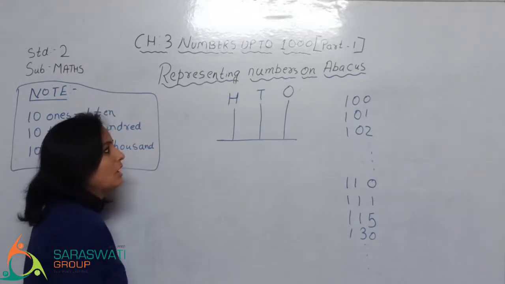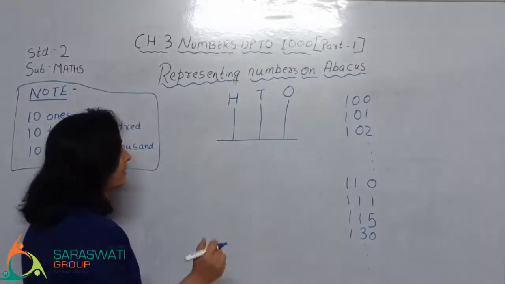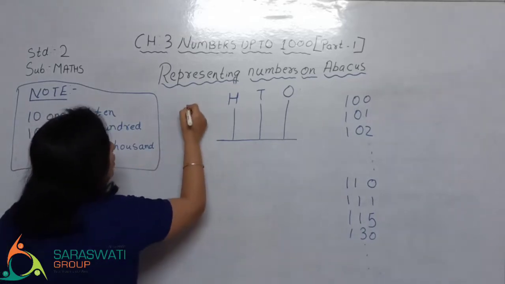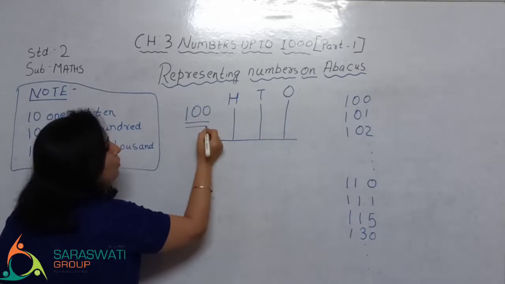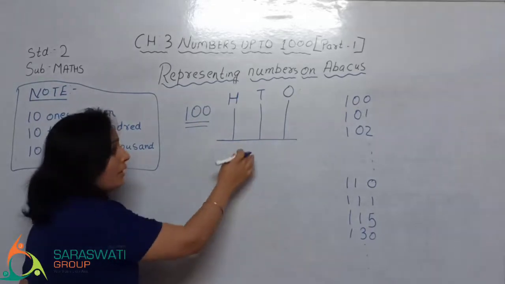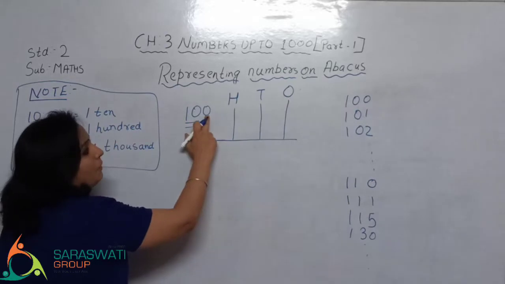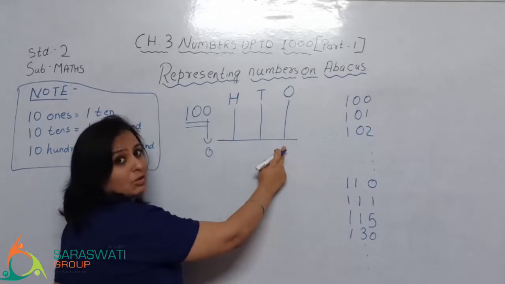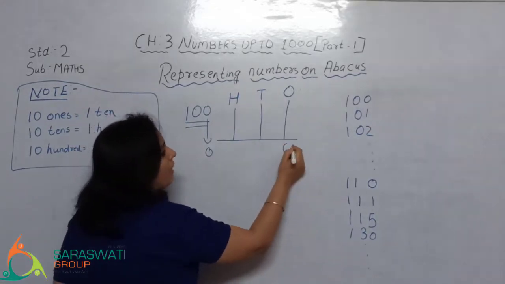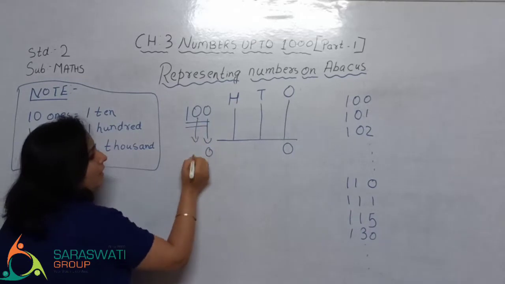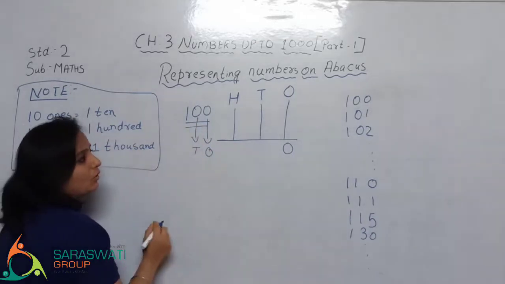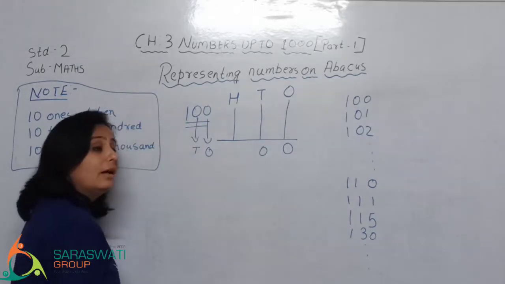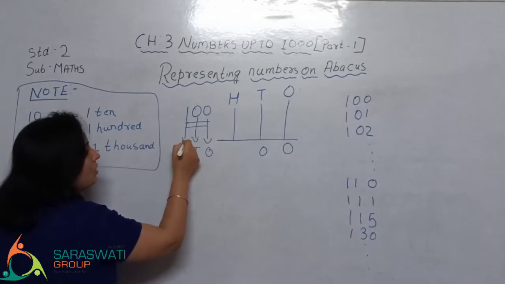Now suppose first of all I'll take 100 itself. How to write it? How to draw it on the abacus? See, at ones place there is 0. So यहाँ पे मैं कुछ भी नहीं लिखूंगी. It's 0, nothing. So I will write a 0. Then at tens place also it is 0. So tens पर भी कोई beads draw नहीं करनी. So यहाँ पे 0.